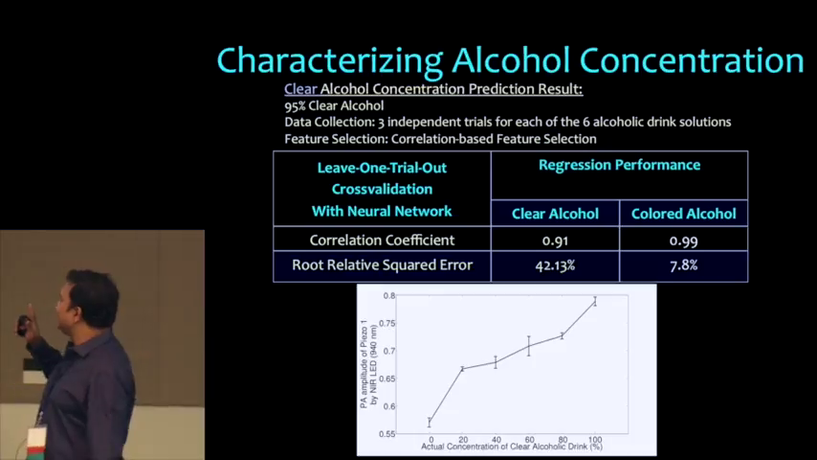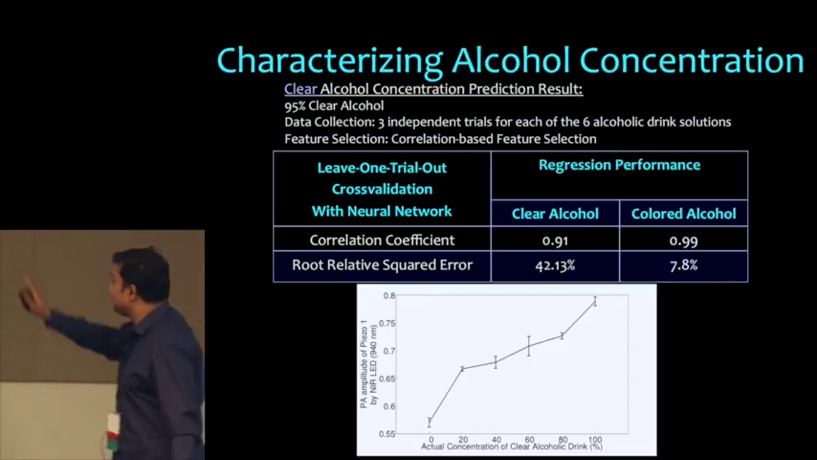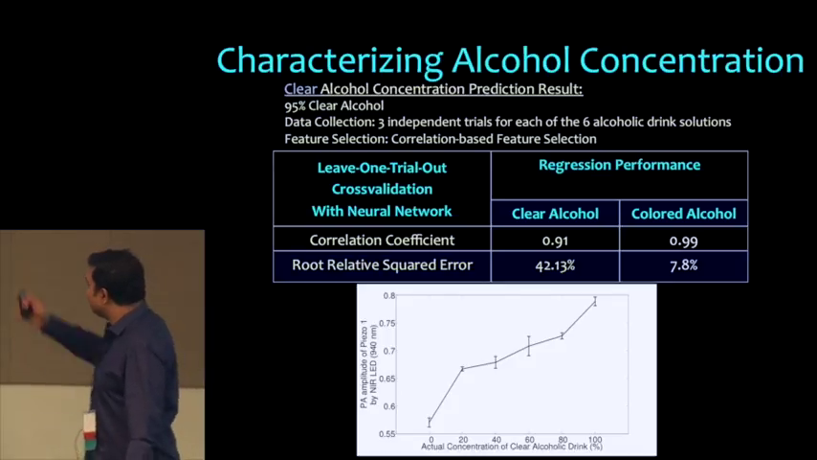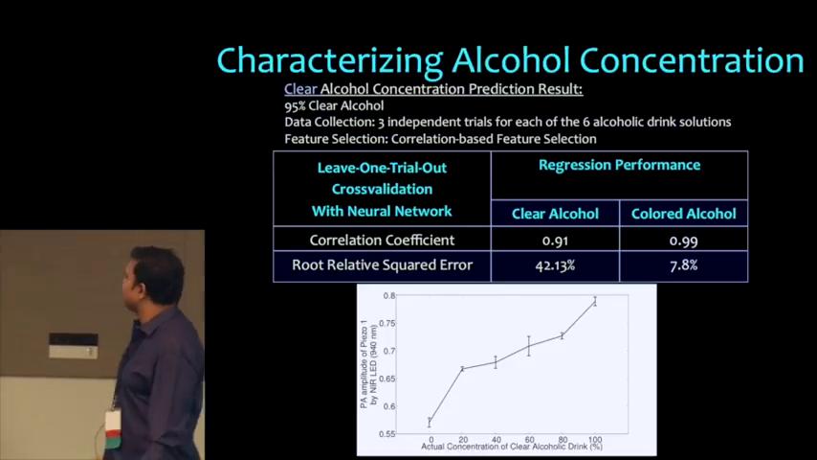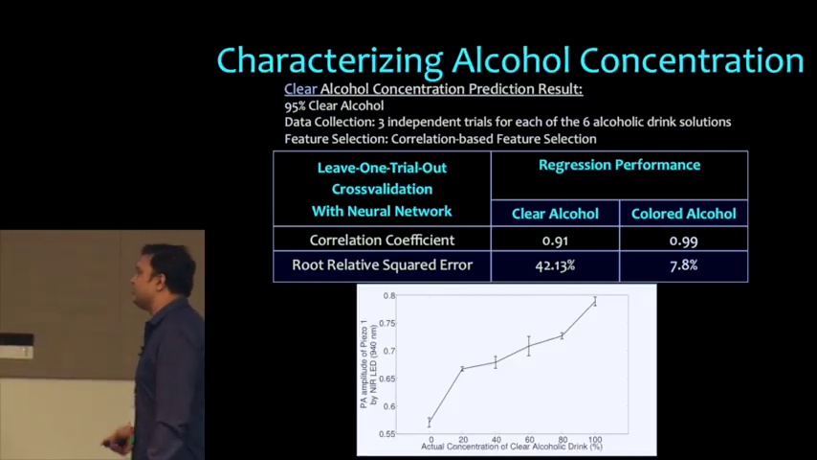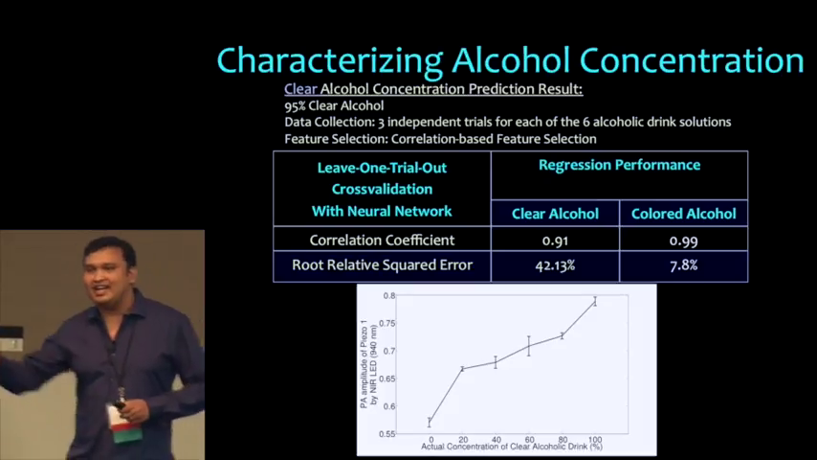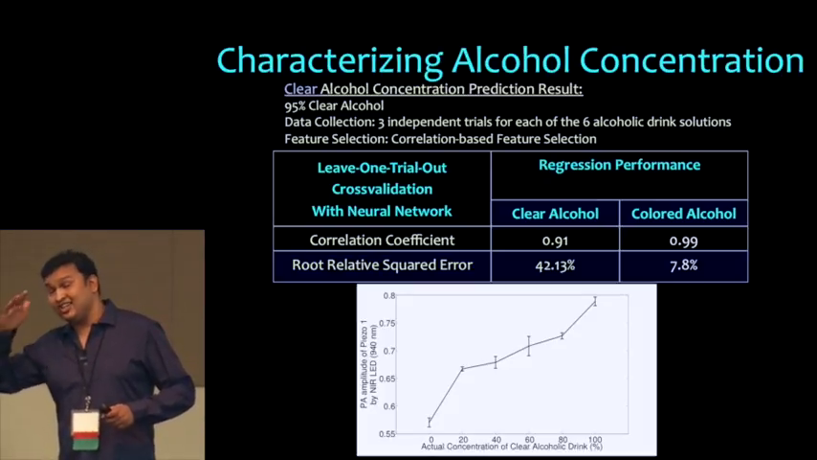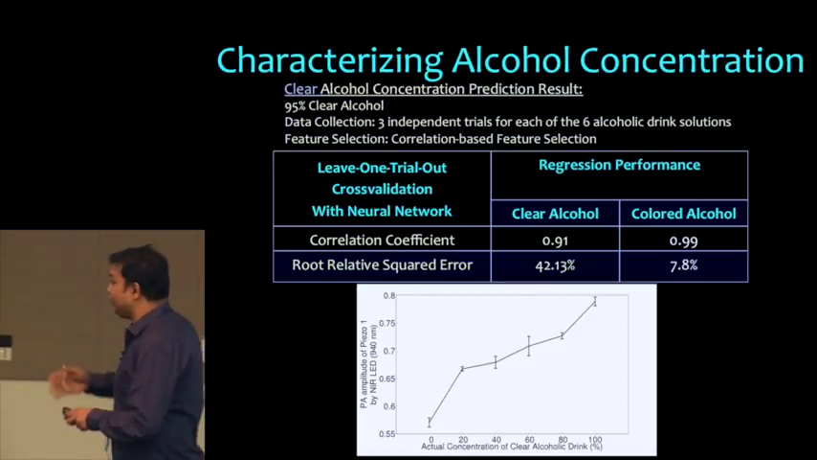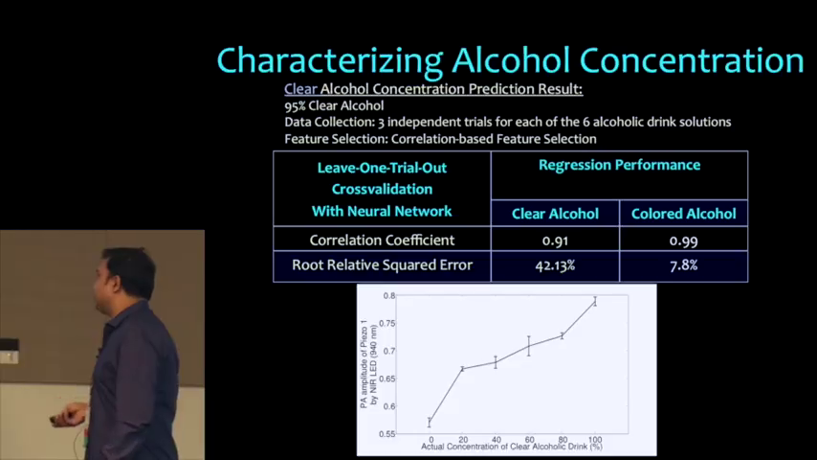So we also tried it with clear alcohol that doesn't have any color whatsoever. It's 95% clear alcohol, and we see a significant decrease in performance. Although the correlation coefficient is not bad, the root relative squared error is pretty bad. It's happening because we don't have a lot of IR LEDs beyond 1,000 nanometers. So if we could have some more interesting LEDs at those wavelengths, we could potentially improve the result.